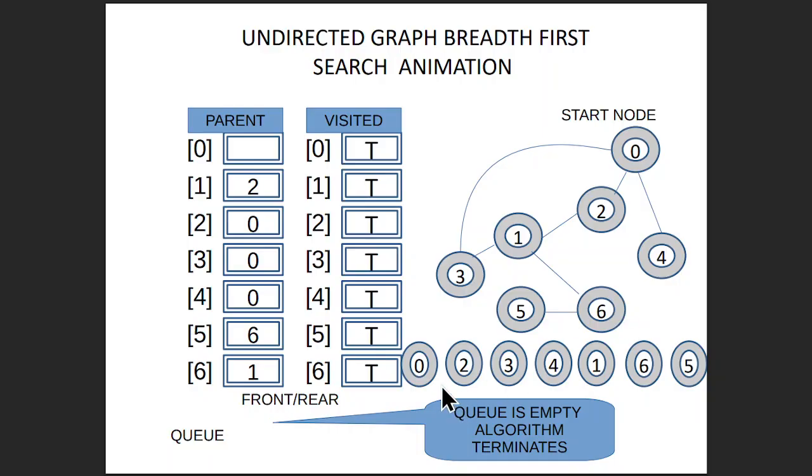So the order in which we have traversed the graph is 0, 2, 3, 4, 1, 6, and 5.